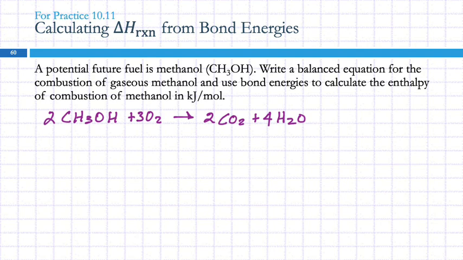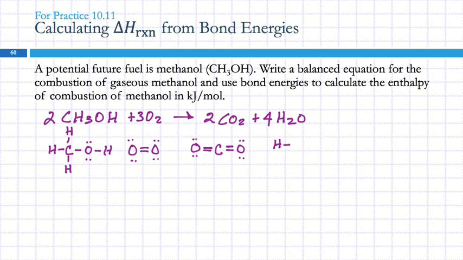In order to do that, we have to have the Lewis structures because we have to know what bonds we're dealing with. So the CH3OH is going to look like this, and oxygen looks like that. And then over here, CO2 is going to look like that. The lone pairs aren't really that important for this problem, but they are important. The kind of bonds is really important.